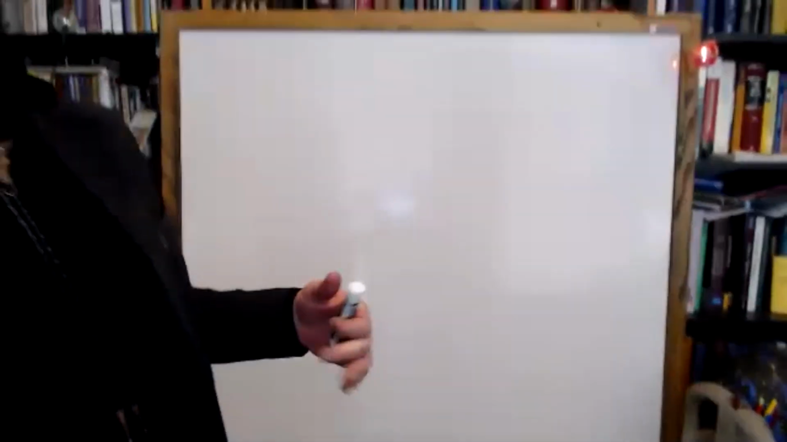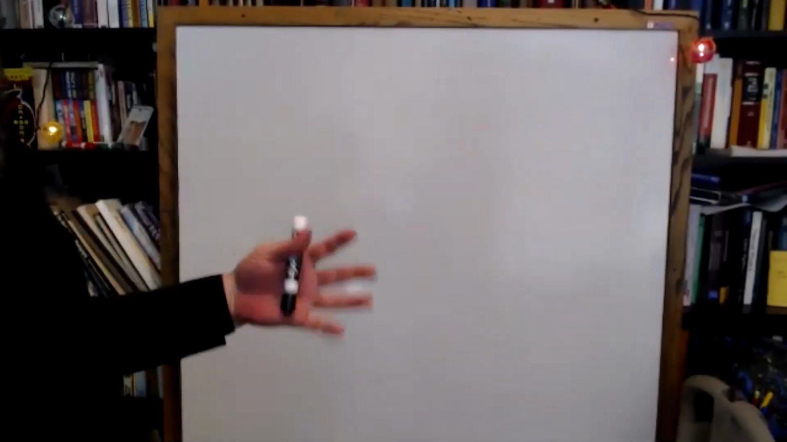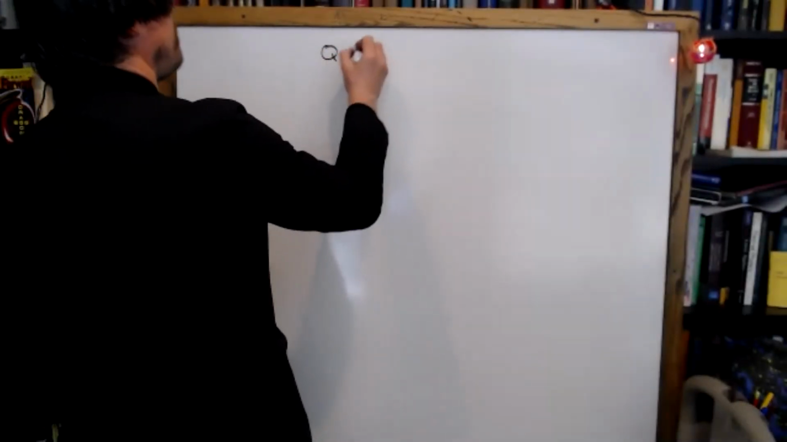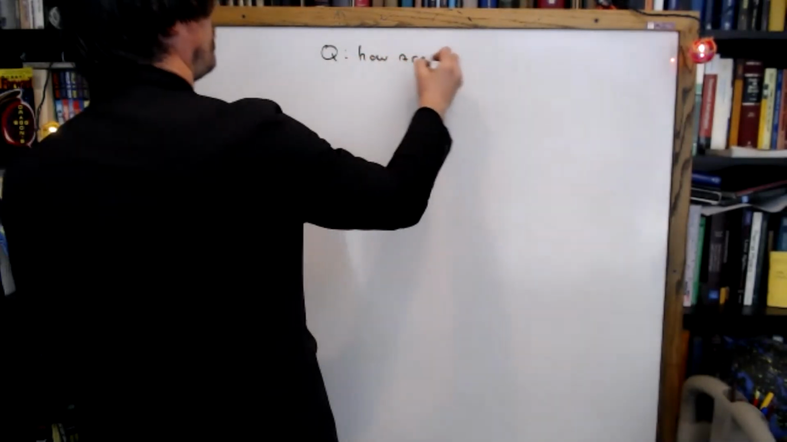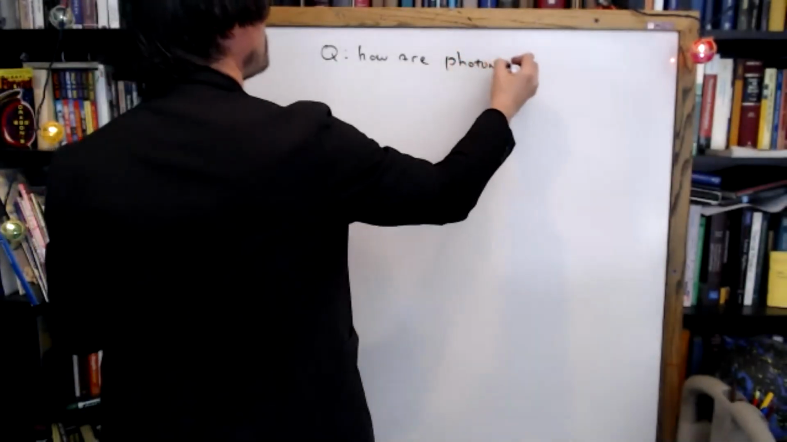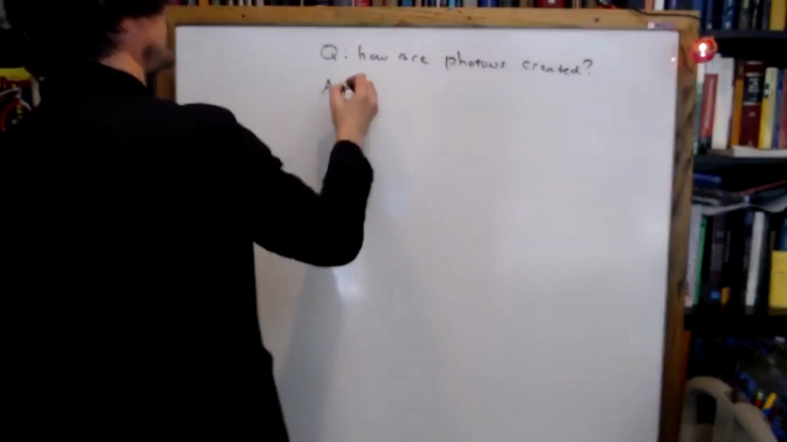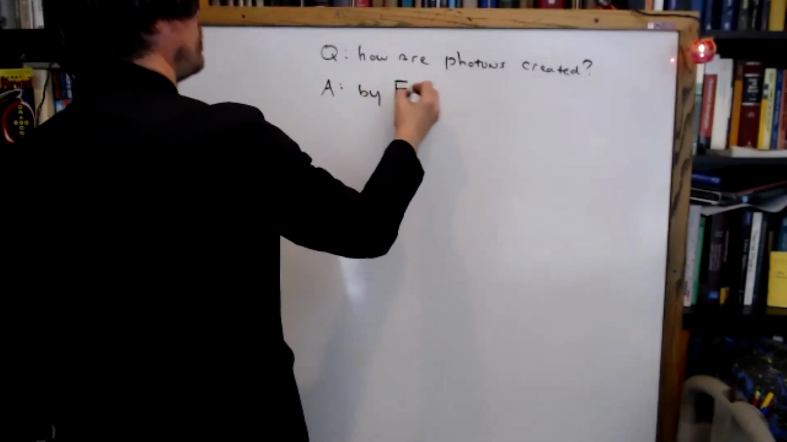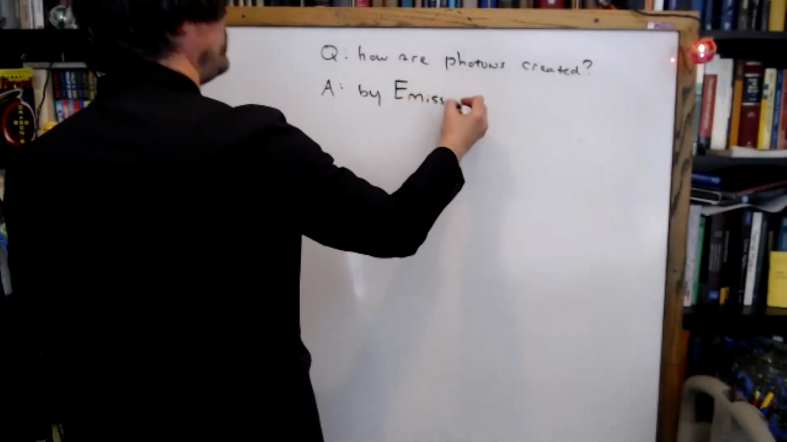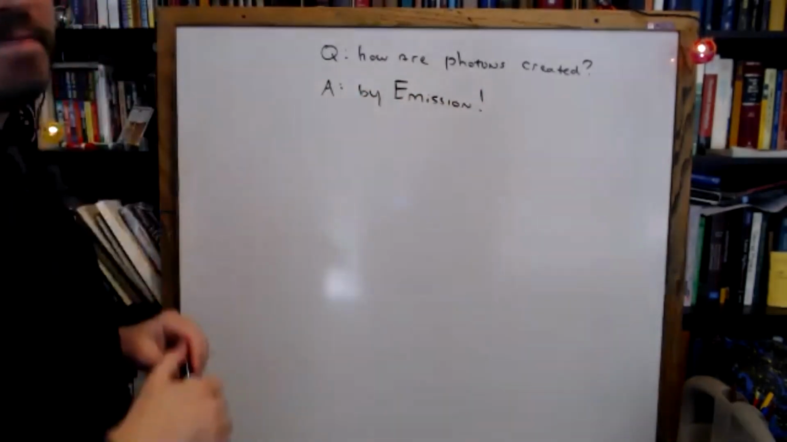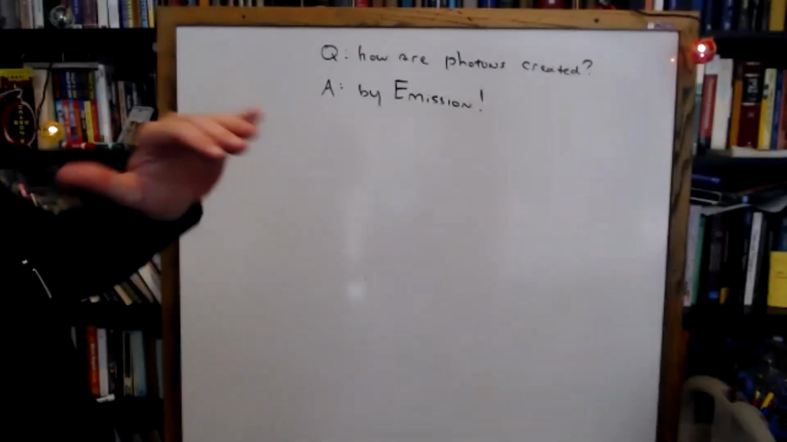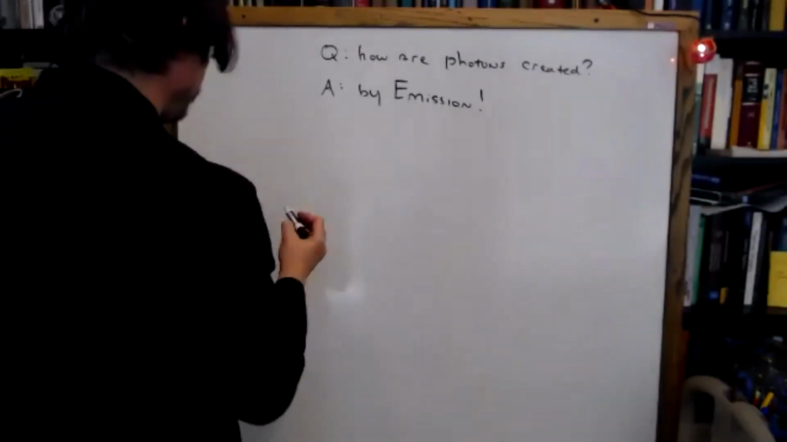All right, so let's talk about the process of emission, which is what we are going to look at in our labs today. This is how light is produced. So let's ask the question, how are photons created? The answer is by a process called emission. Emission is a process where an atom creates a unique photon of light.